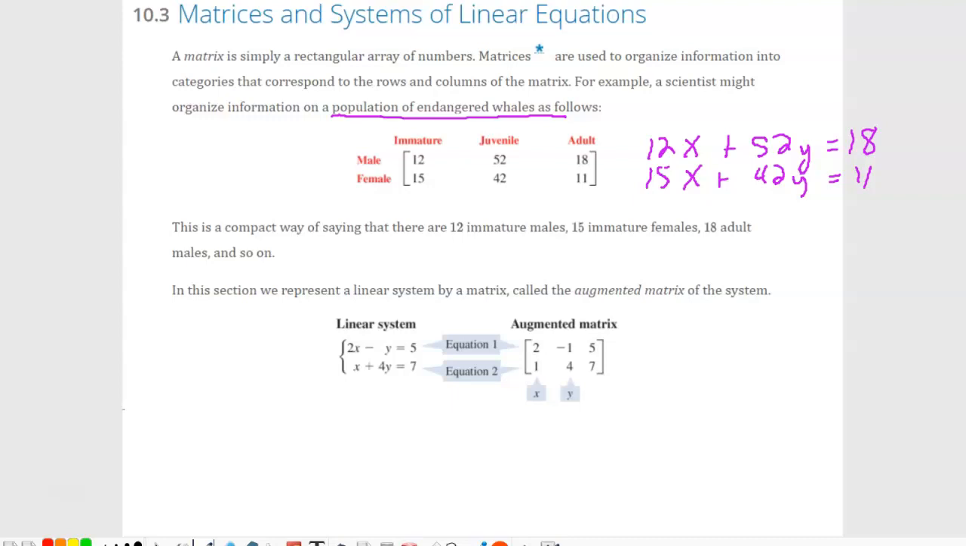So the very first thing is you have a linear system like this, and this is called the augmented matrix. Basically, you take all the numbers from that linear system and you write them in as just the numeric values, and that's called the augmented matrix. So let's first do that first.